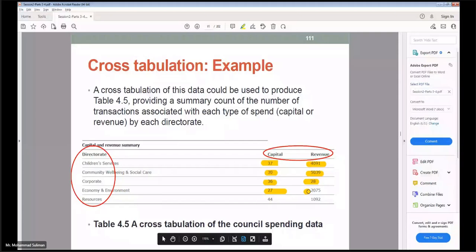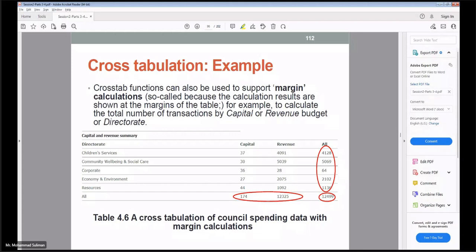So this is done by using aggregation. We use the count aggregation for this cross tabulation. Further, this can also be extended to see the total of every directorate in terms of capital and revenue, as well as the total of all the directorates in terms of capital and revenue. Okay, this can also be checked here. So you can see what every directorate has in capital, in revenue, and in total. This will also help you analyze the data if there are any mistakes or if something is missing in the data.